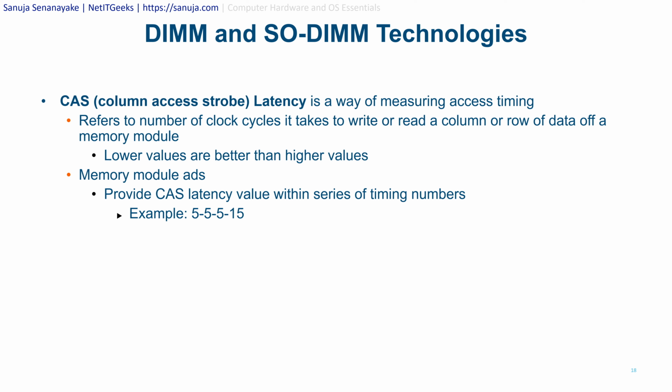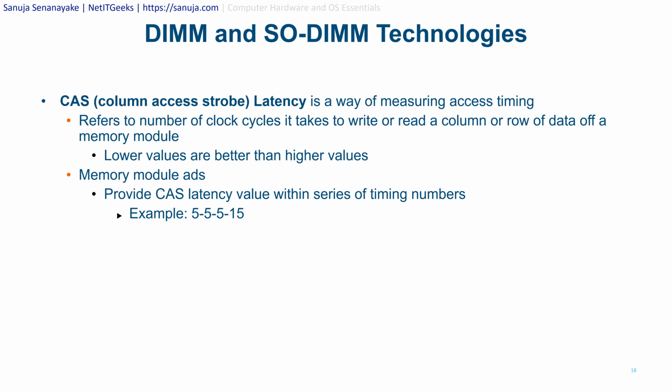CAS, or Column Access Strobe latency, is a way of measuring access timing. This refers to the number of clock cycles it takes to write or read a column or row of data of a memory module. So the lower the value of CAS, the better for your system. The lower the CAS value, which is a latency measure, the better the RAM module is going to be.